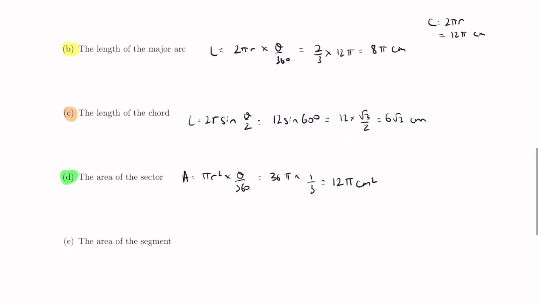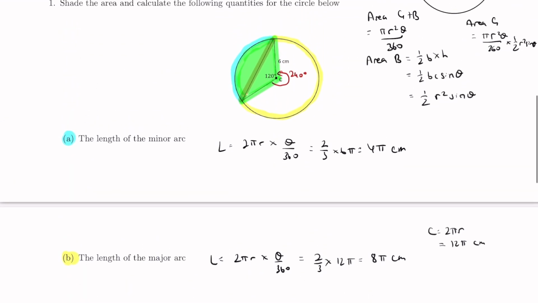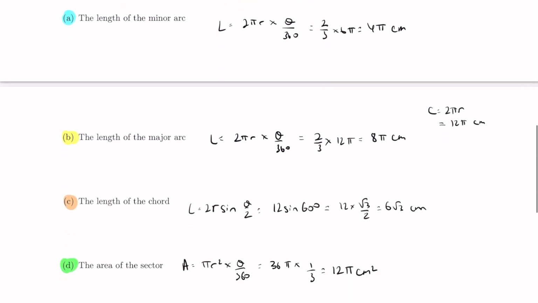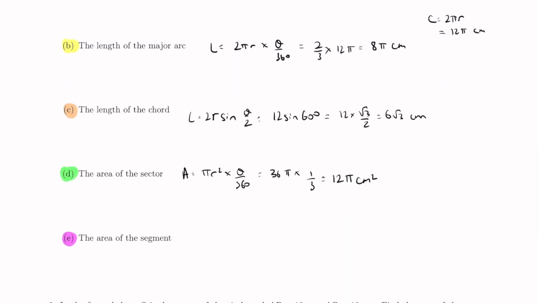All right, now part E is the area of the segment, so I'll do the segment in whatever color we have left, pink, all right? So the segment, remember, is just this portion of it. All right, that's the segment. I'll just try and shade it the best I can. All right, so the area of the segment, remember, is the area of the sector minus the area of the triangle, which is a half r squared sine of theta. Okay, using the area of the triangle formula.